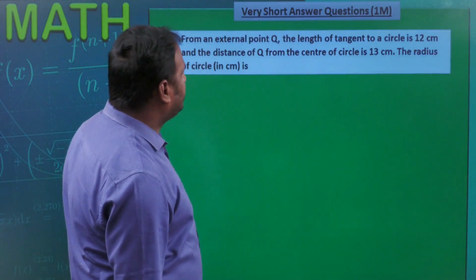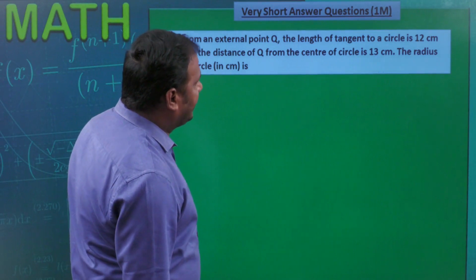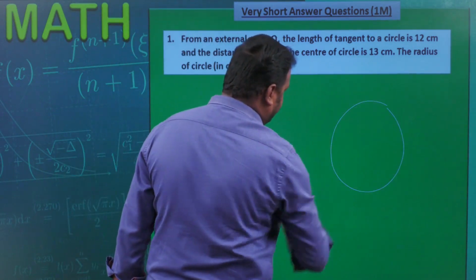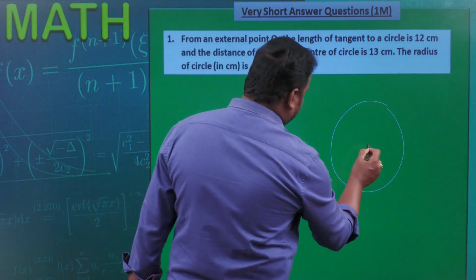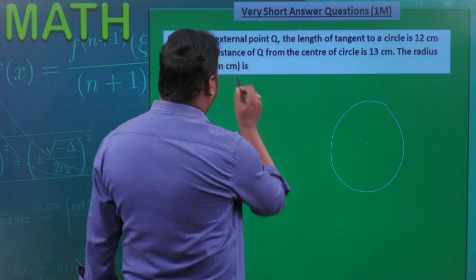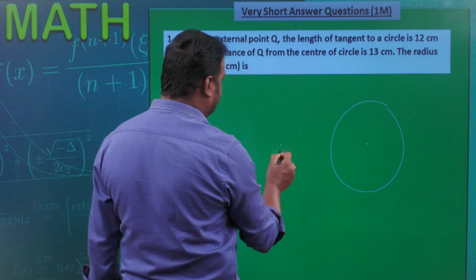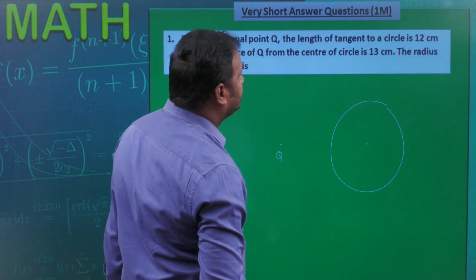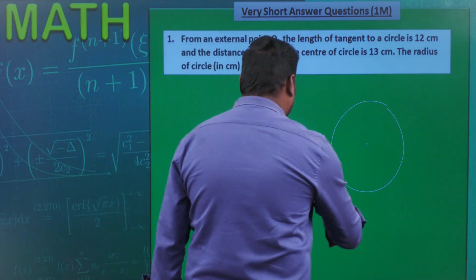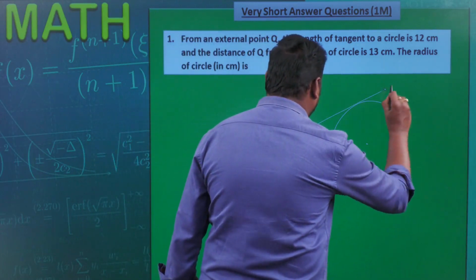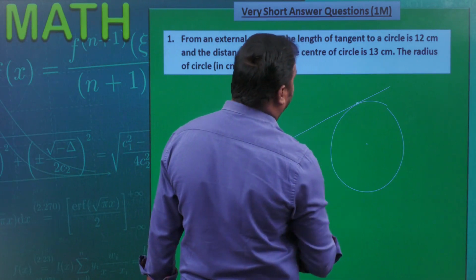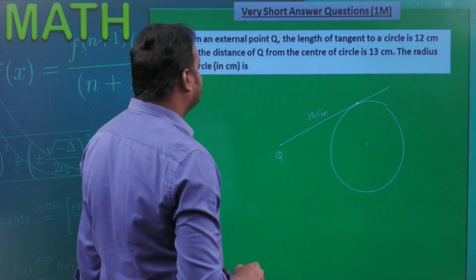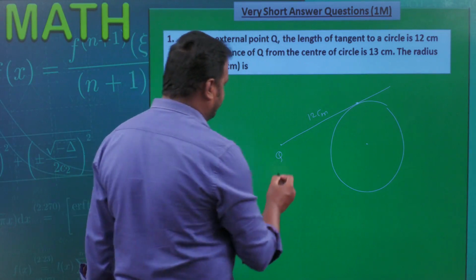From an external point Q, the length of tangent to a circle is 12 centimeters. Let us draw a small figure according to the given problem. This is a circle and this is an external point Q, a point exterior to the circle. The length of the tangent to the circle is 12 centimeters. Let us draw one tangent. This is a tangent, this is the point of contact, and the length is 12 centimeters. And the distance of Q from the center is 13 centimeters.